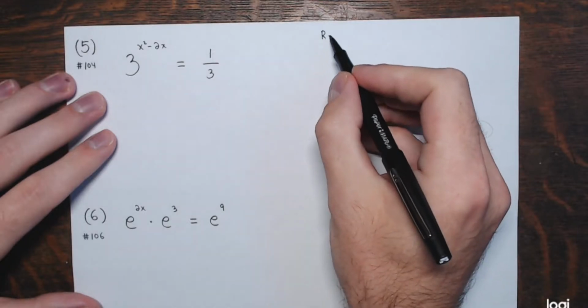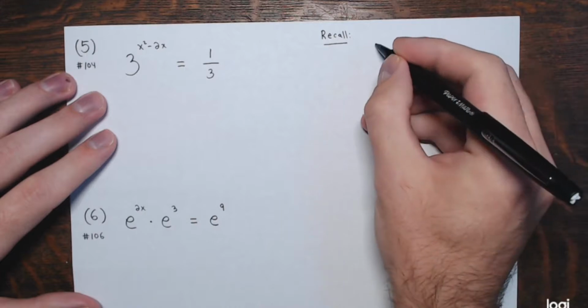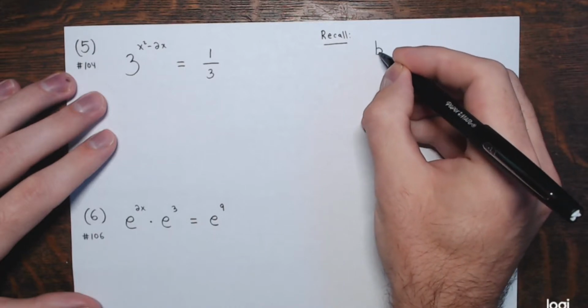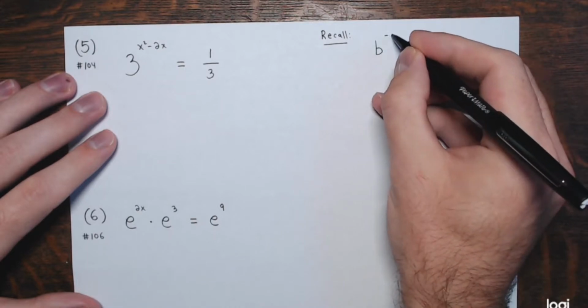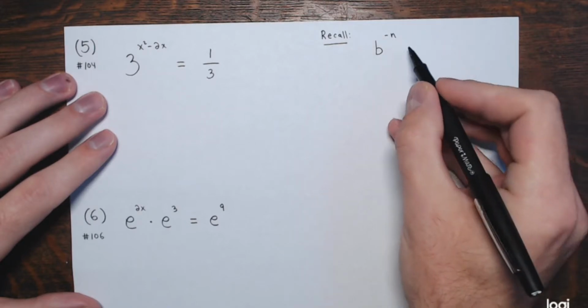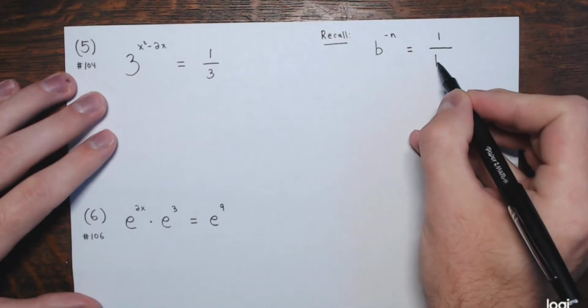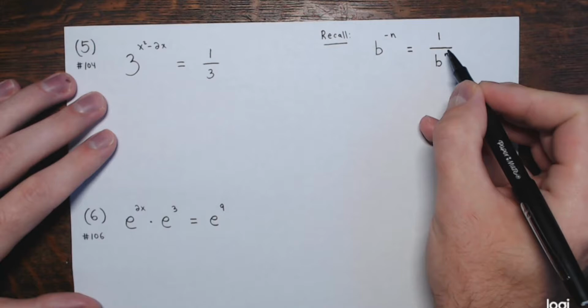So I'm hoping that you recall this from a previous video as well. Remember that a number, a base, to a negative power, say b to the negative n, is just the reciprocal of the positive power, right? 1 over b to the positive n.